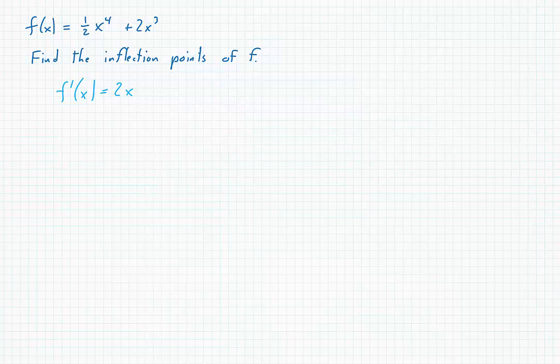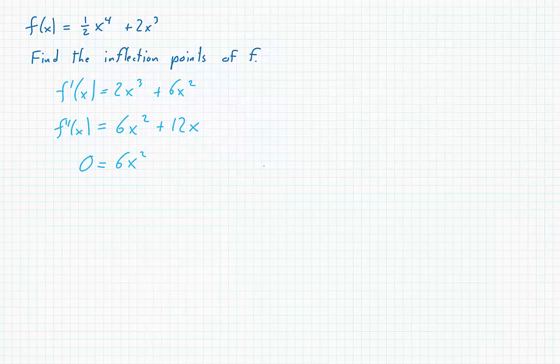we're going to have 2x to the third plus 6x squared, and f double prime of x is going to be 6x squared plus 12x. Now, we're dealing with a polynomial function. It's going to be continuous and differentiable everywhere, so we're not going to get any places where we can change inflection either from the domain of this function or from where its second derivative is not defined. But the second derivative does have, looks like 2 zeros.